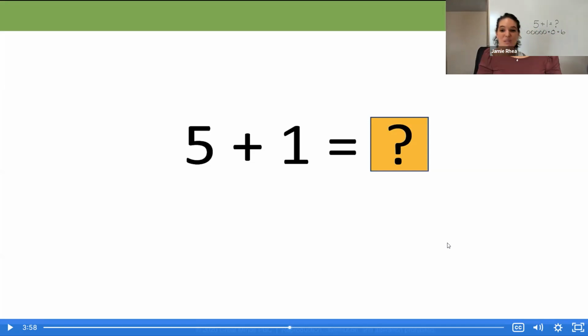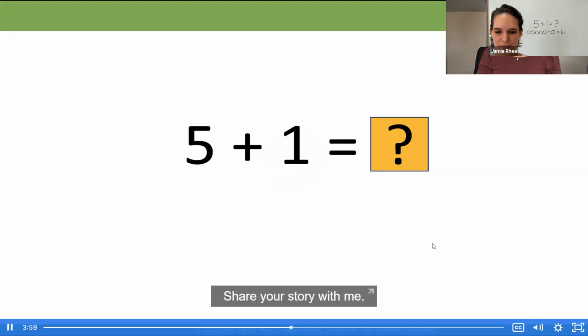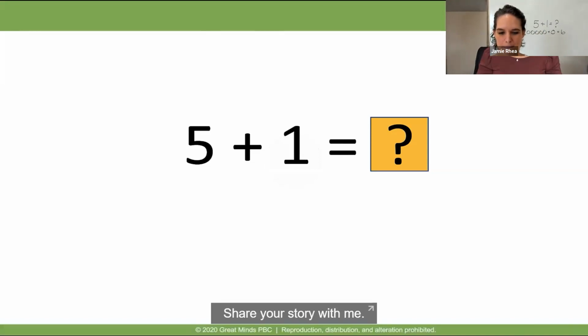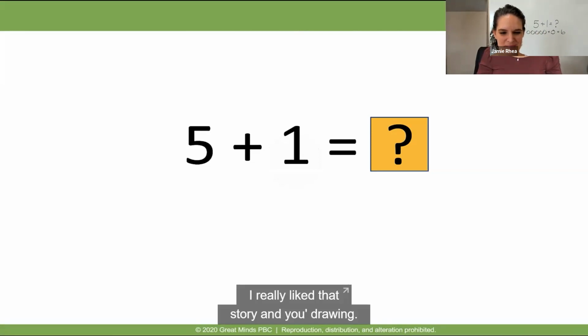So let's see what Miss Singleton came up with. If you want to come up with your own story, go right ahead. Make sure you draw it out and you tell it to us when you're done. Okay, here we go. Share your story with me. I didn't tell her about my cookie. It's okay. I told you all. I really like that story and your drawing. After you tell your story, be sure to say the answer and the number sentence.